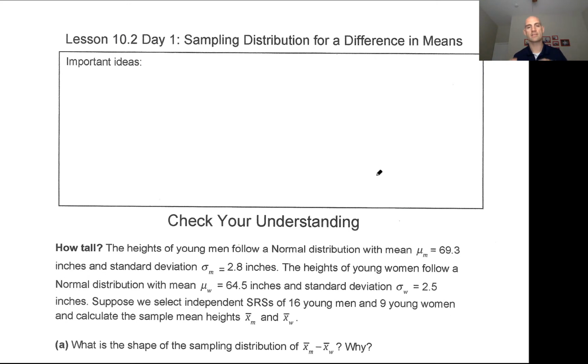What we're really looking at is kind of throwing this back to the very beginning of the year when we started to talk about center, shape, and spread. And we've got some measurements for that as it applies to the sampling distribution for a difference of means. So here's what it looks like.